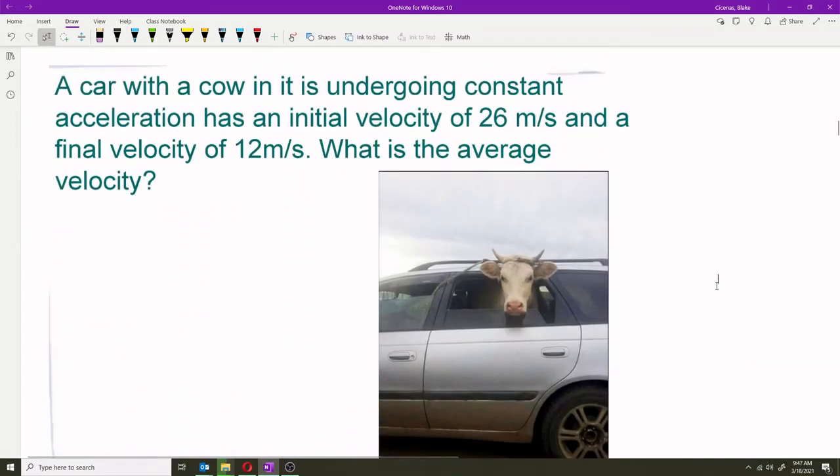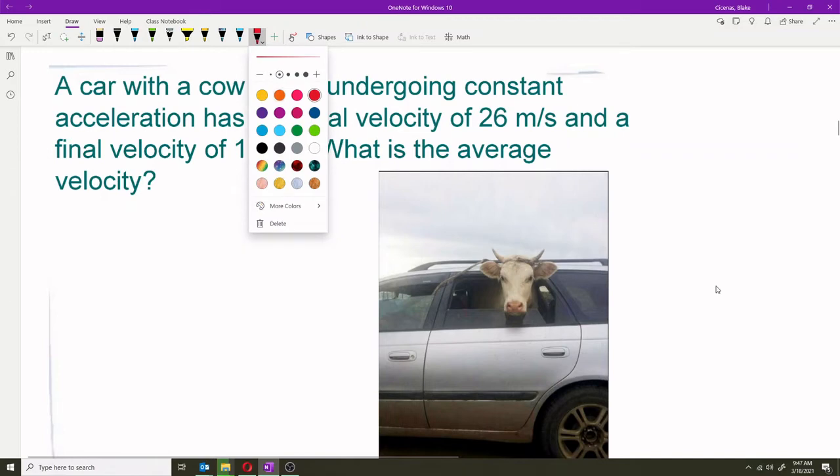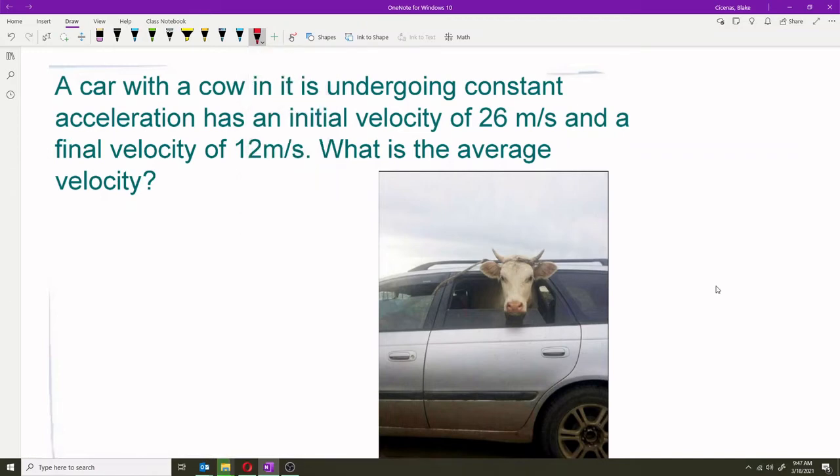Okay, cow. Amazingly, there's a lot of pictures of cows in cars on the internet out there. This one's from Siberian Times. I guess that's one way of transporting your cow.